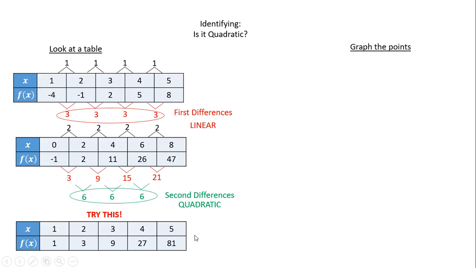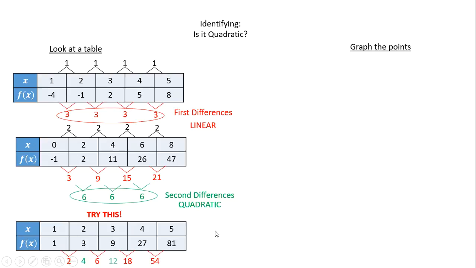So is it quadratic or not? Well, let's check. The x's are all the same, so let's look at the y values. 1 to 3 is 2, 3 to 9 is 6, 9 to 27 was 18, 27 to 81 is 54, so it's not linear. Okay, and then let's look at the other ones.